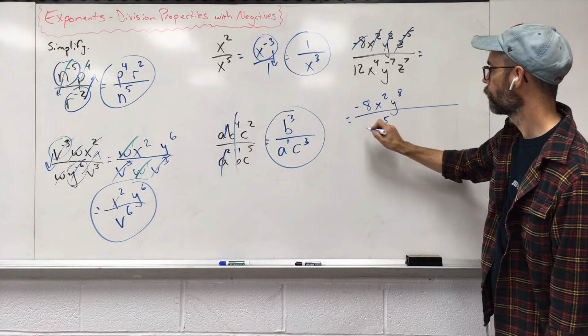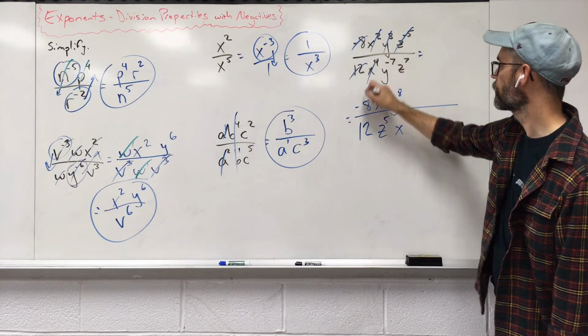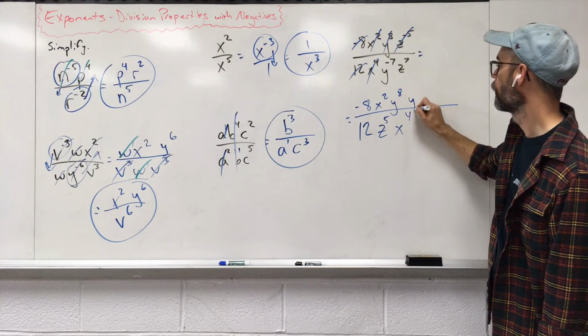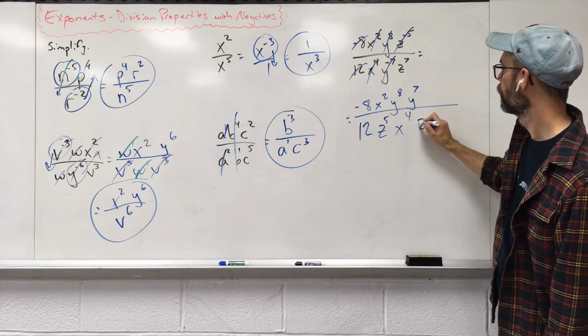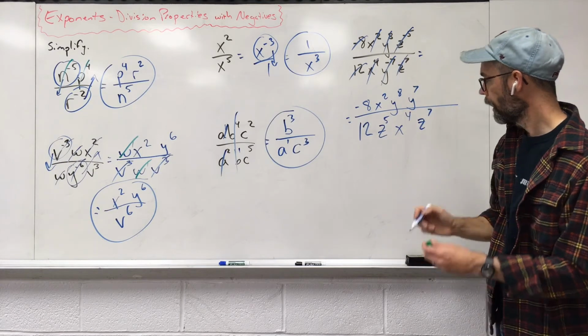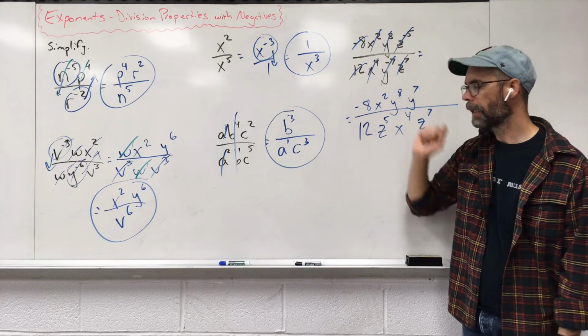On the bottom, 12 stays on the bottom. X to the 4th stays. Y now goes up because of the negative. The z stays on the bottom. Now, we're still left with a negative, this negative 8.